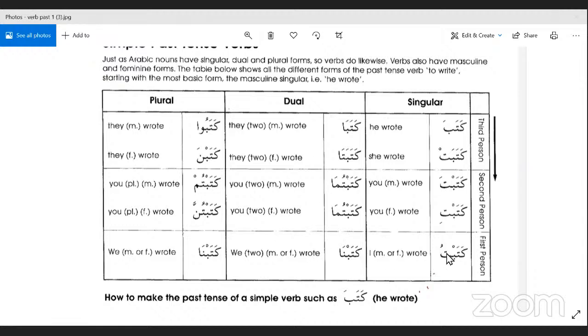Yeah, katabtu, it's a ta with a dhamma, which comes at the end, which represents I. So there are only two forms for the speaker. You either have a singular or a plural. The plural covers dual and plural. So for the dual and the plural, there's one form. So it's katabna, we wrote. We add the noon with the alif at the end, and it means we wrote. Go ahead, explain it again.